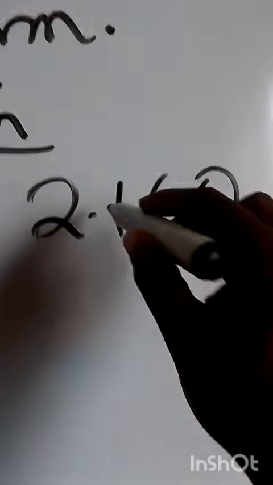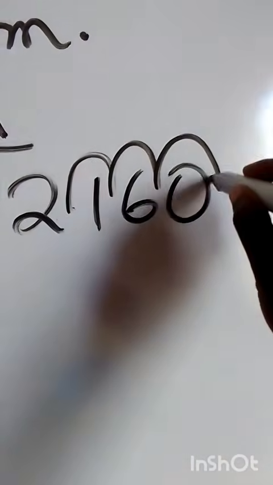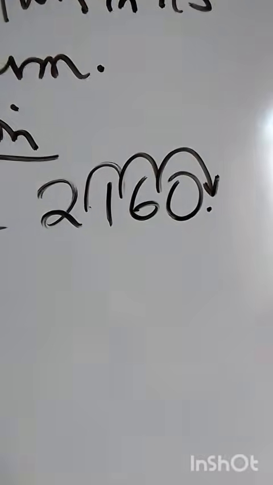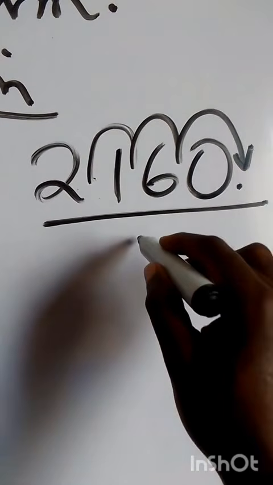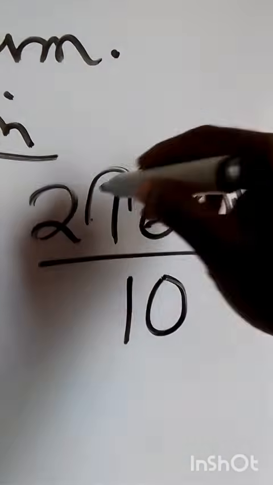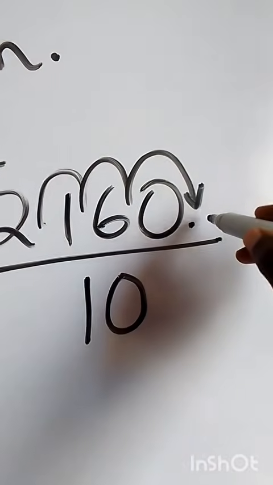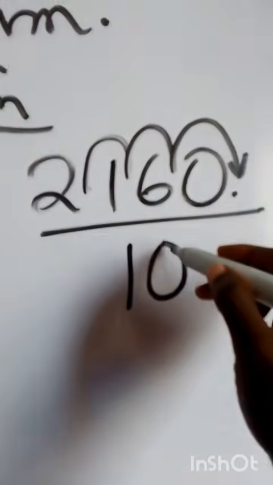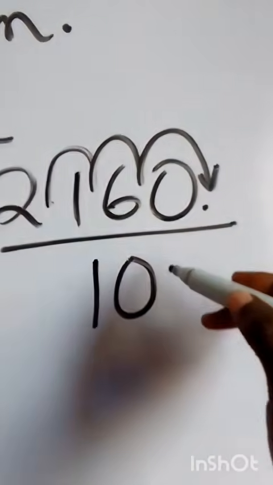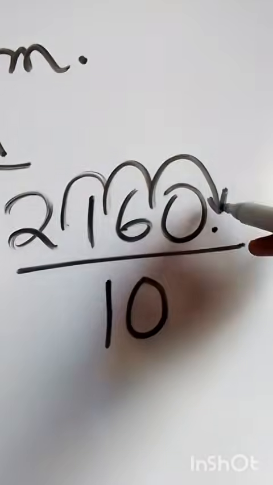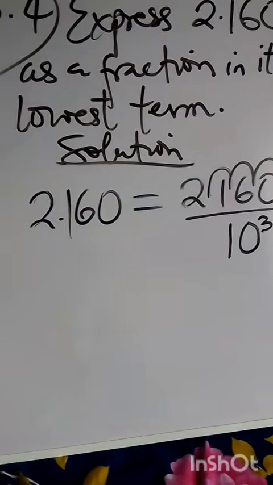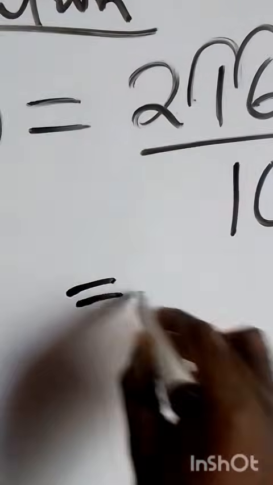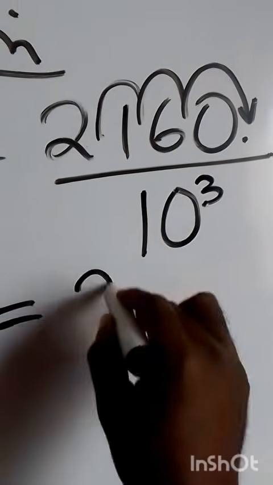First of all, write the decimal, move the decimal point till it gets to the end of the number and drop it. Now divide it by a power of 10 that has the number of times you moved the decimal point. If I move it once, I'll write 1 here. If I move it twice, I'll write 2 here. If I move it 3 times, I'll write 3 here. So in this case, I'm writing 3. I hope that's understood.